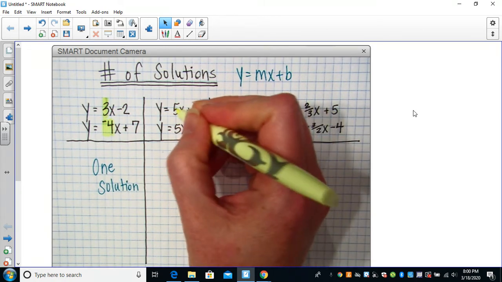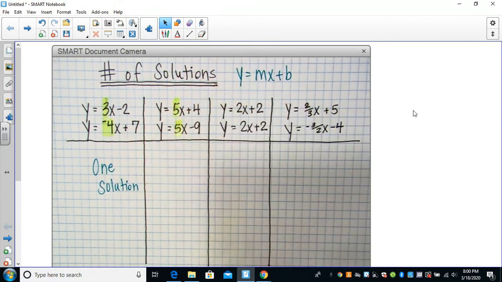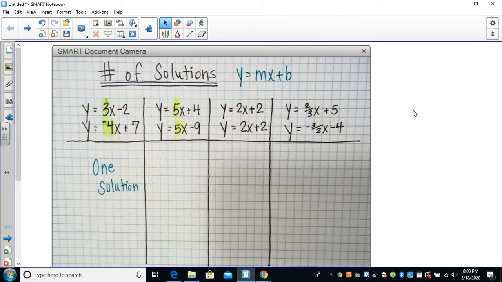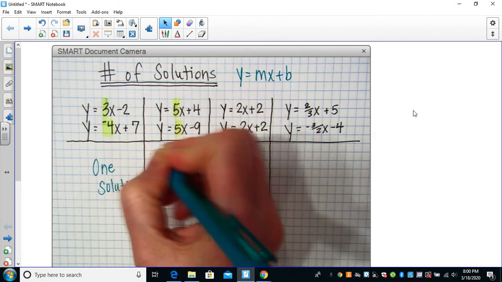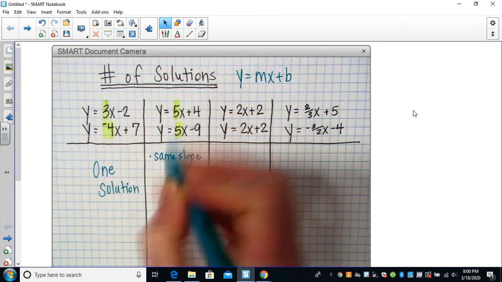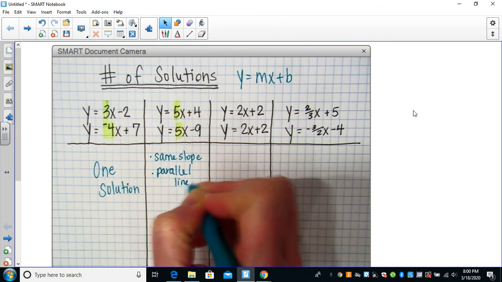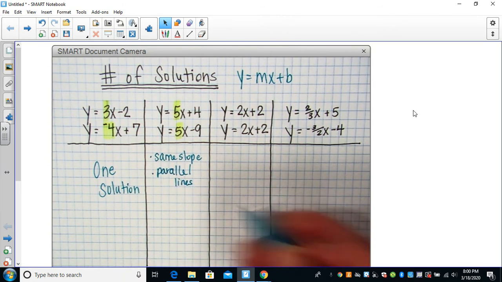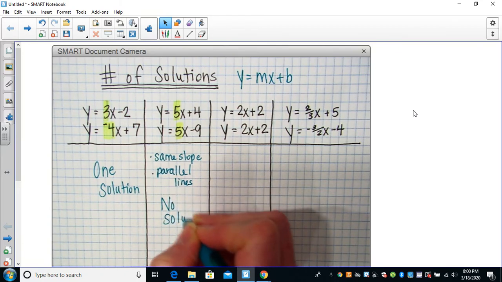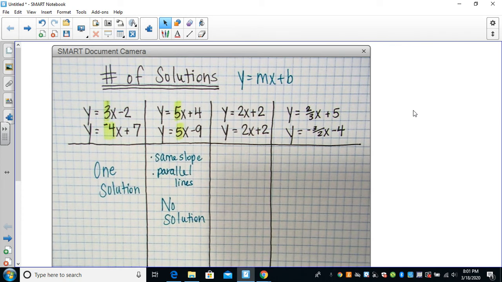Now, if you notice this one, what's special about it is they both have the same slope, but their y-intercepts are different. So the type of lines these are, if they have the same slope, would be parallel lines. And we know for parallel lines, they never touch, so they would never meet. So the answer here would be no solution because they're parallel lines that never touch.